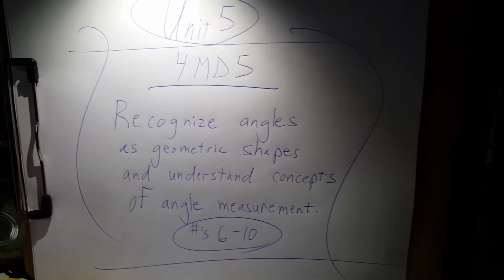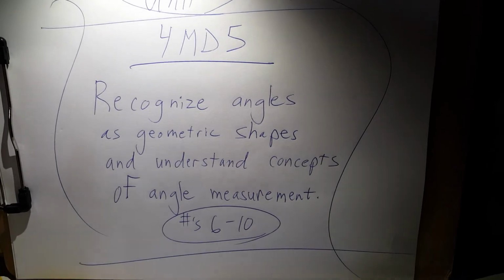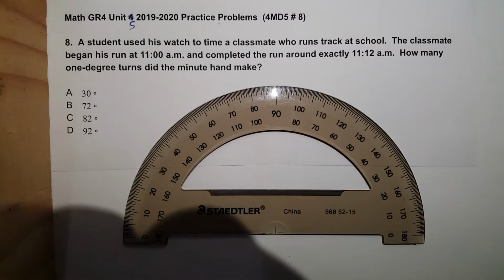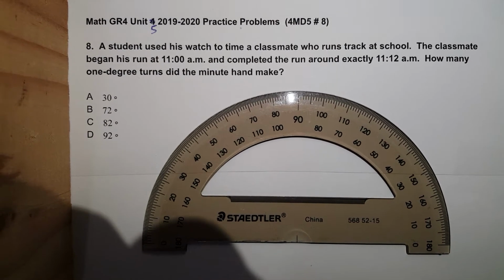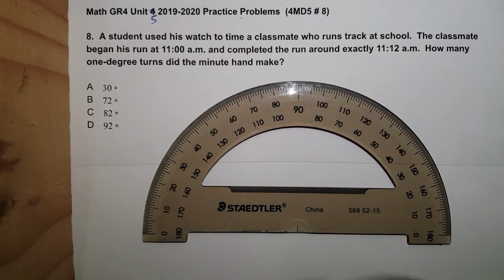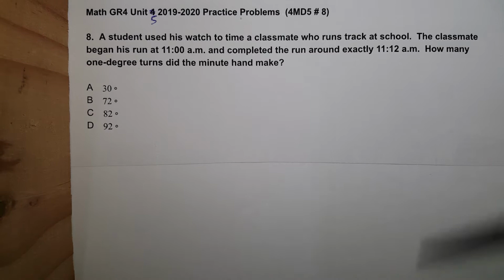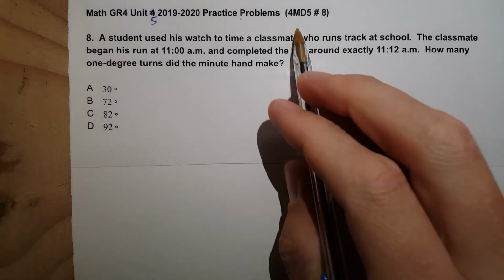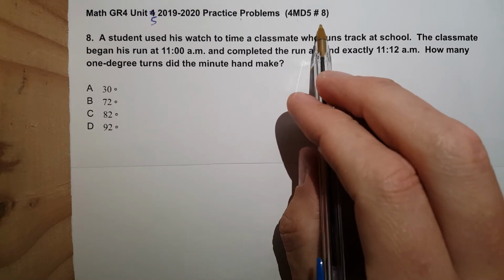Welcome back. Another one for Unit 5, Form D5. Recognize angles as geometric shapes and understand concepts of angle measurement. Last district unit test of the year. We are cruising. Math grade 4, Unit 5, 2019-2020. Practice problems 4, MD5, number 8.